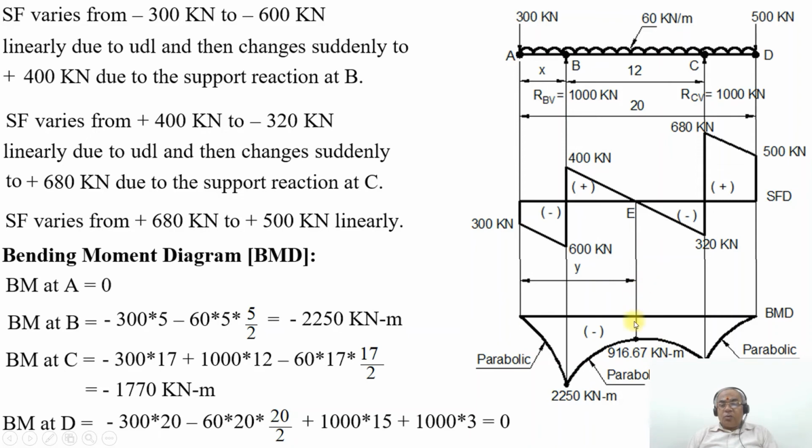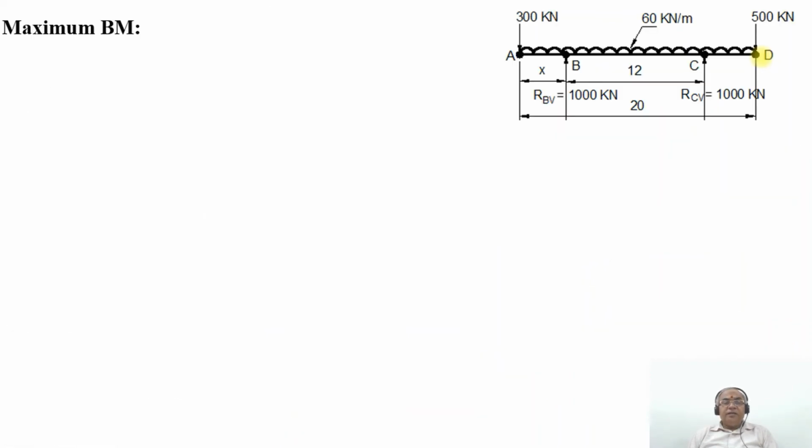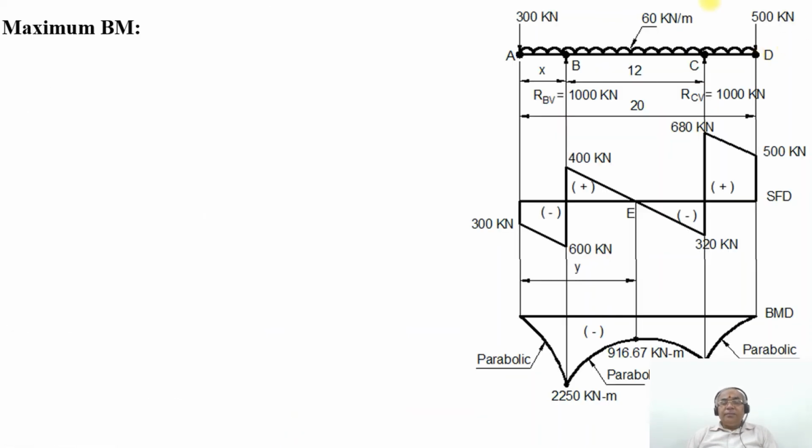Now we need to find out at what distance it will have the value. Once you join between A and B by means of a parabolic curve, and between C and D by means of a parabolic curve, because of the presence of uniformly distributed load. Now we need to find out the maximum bending moment. The maximum bending moment will occur where SFD changes its sign, which is between B and C.